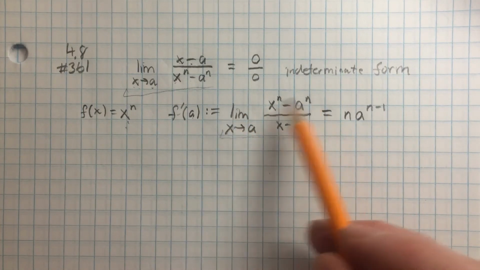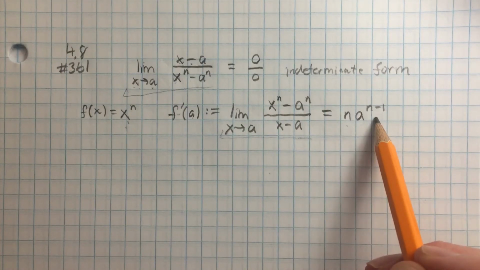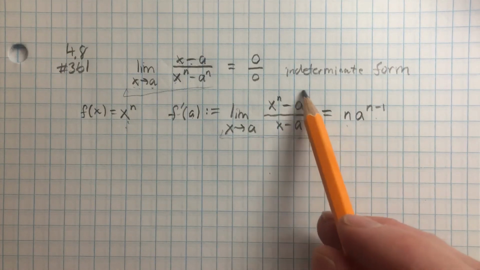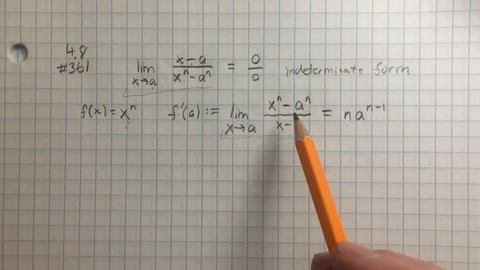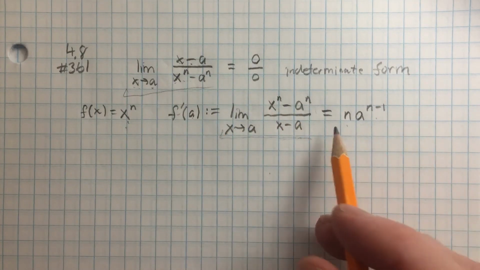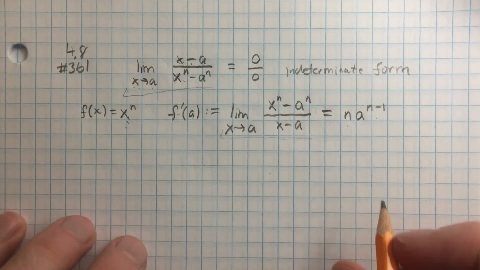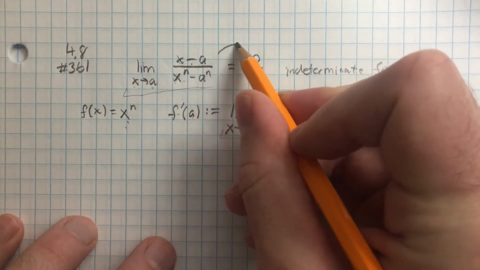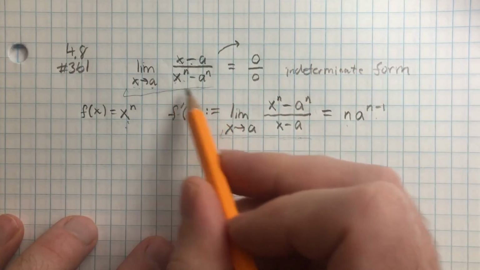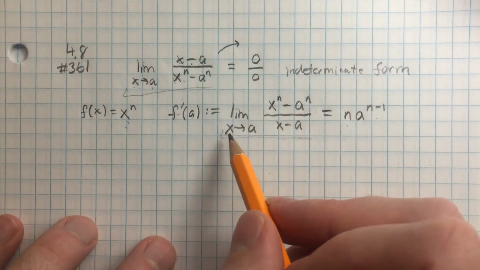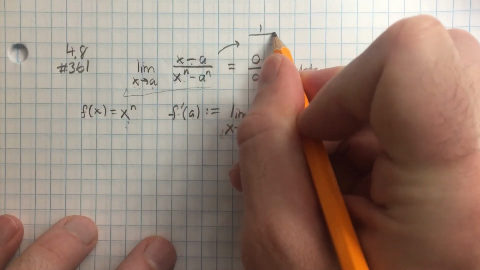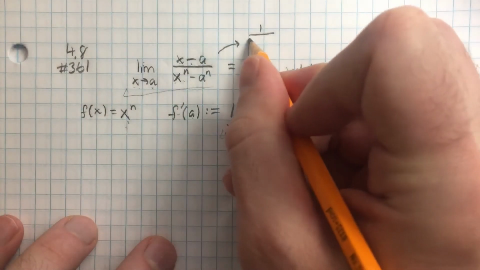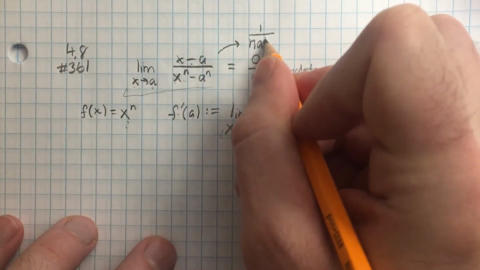So if this limit is n a to the n minus 1, then the reciprocal, which is what I see here, of this limit must be 1 over n a to the n minus 1. So that's my belief here. Think about it in terms of the structure of a derivative definition. This must be nothing other than 1 over this result, n a to the n minus 1.